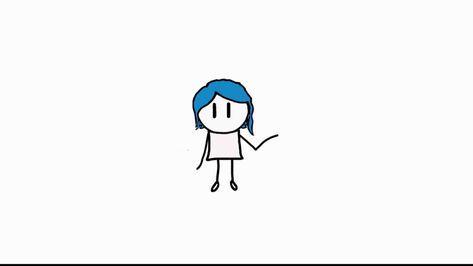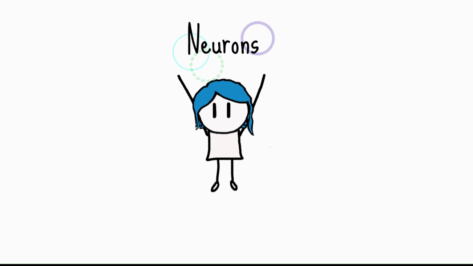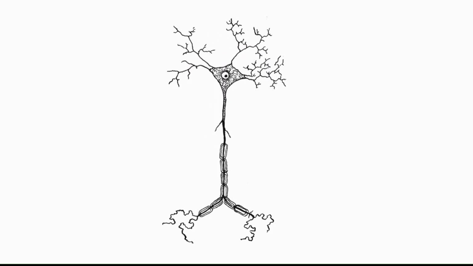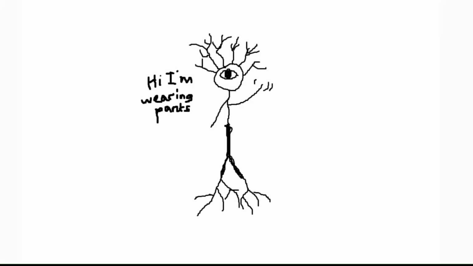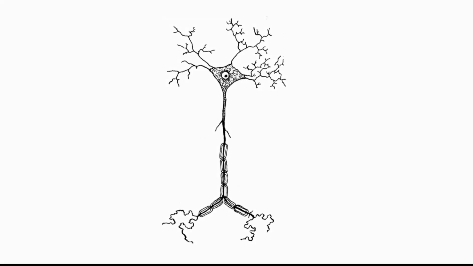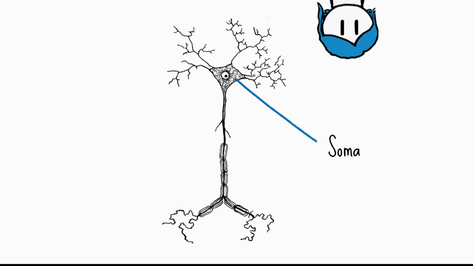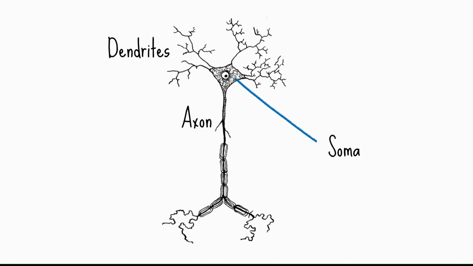Okay, so I think to truly grasp how learning works, we need to take a closer look at the brain's main players, neurons. I like thinking of them as interstellar creatures. See that part that looks like a head? It's called the soma, and the crazy hair-like parts are the dendrites. The long tail is the axon, and the coat covering it is myelin.